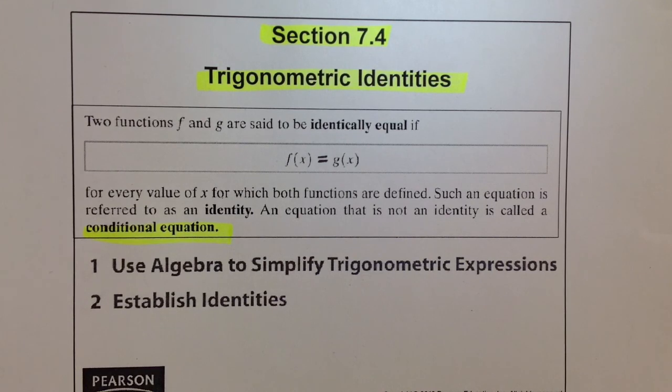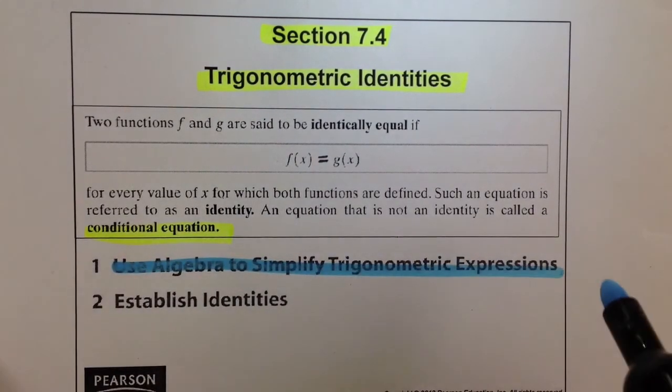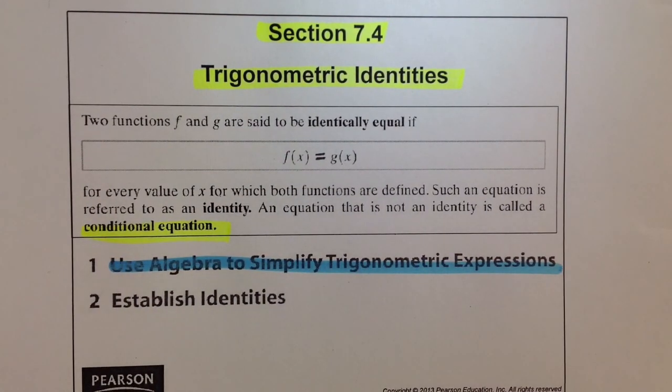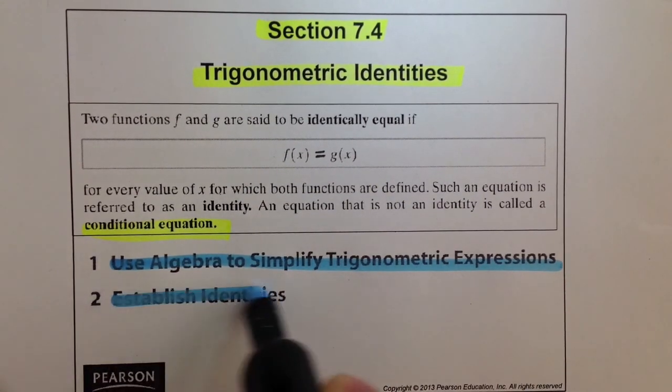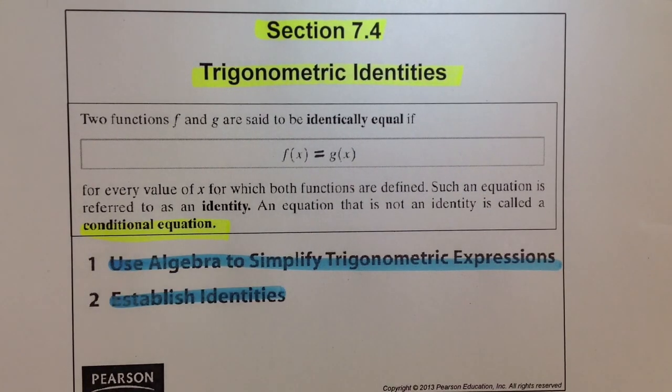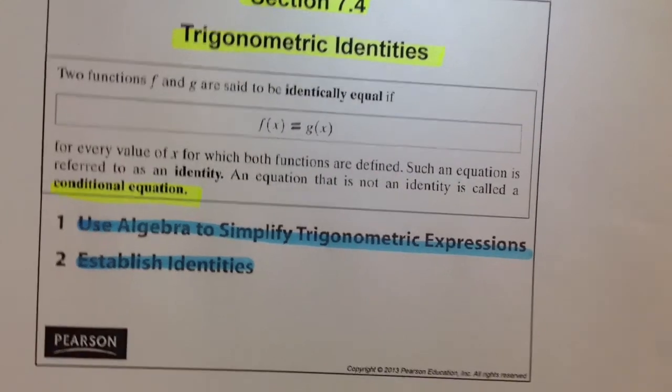So the two types of problems we're going to do today are, number one, using algebra to simplify trig expressions, and number two, we're going to establish identities. So first, the type of problems we're going to do is just using algebra.